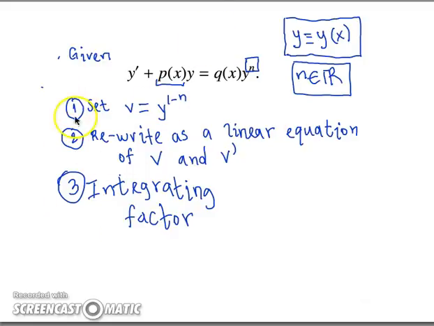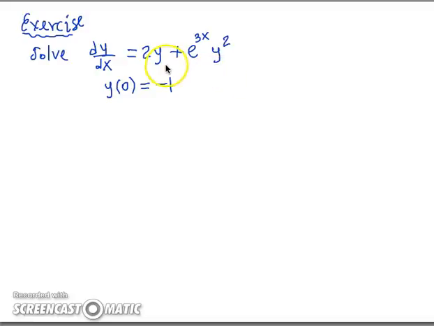So what we'd like to do is basically 3 steps. First, we're going to define a new variable, v, defined as a power of the function y, and this power is 1 minus n. Then we will compute the derivative and rewrite this ODE as a linear equation of both v and v prime, its first derivative. And then once we have that linear equation, we will proceed to solve it using the method that involves the integrating factor.